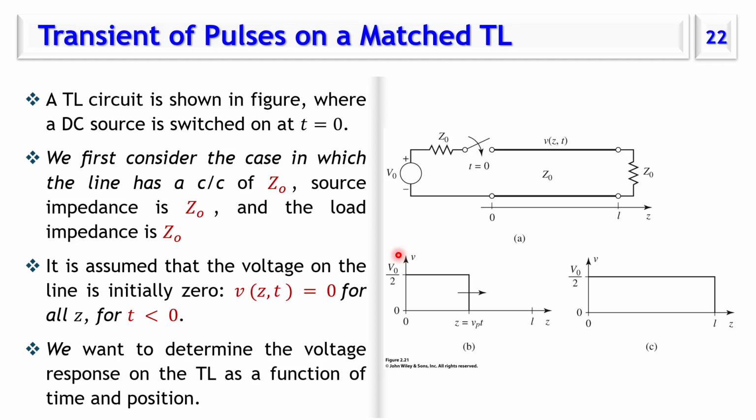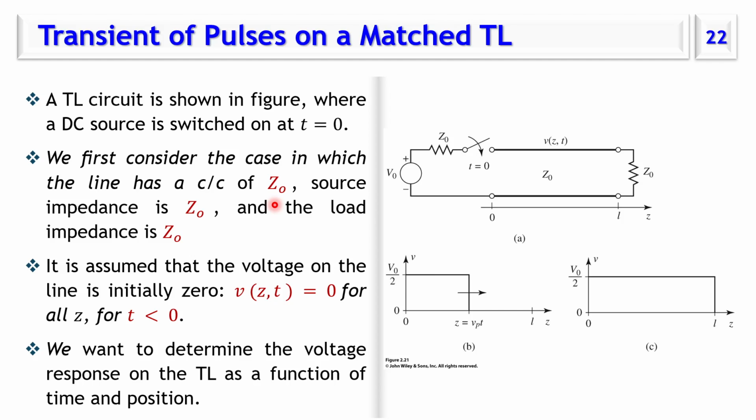Okay, to study the transmission line transient, the circuit shown in the figure is connected to a DC source. The source is switched at time equals 0. So we have a DC source. When you connect it, the idea is to just have a pulse. We need to first consider some information about the behavior of the signal on the transmission line.